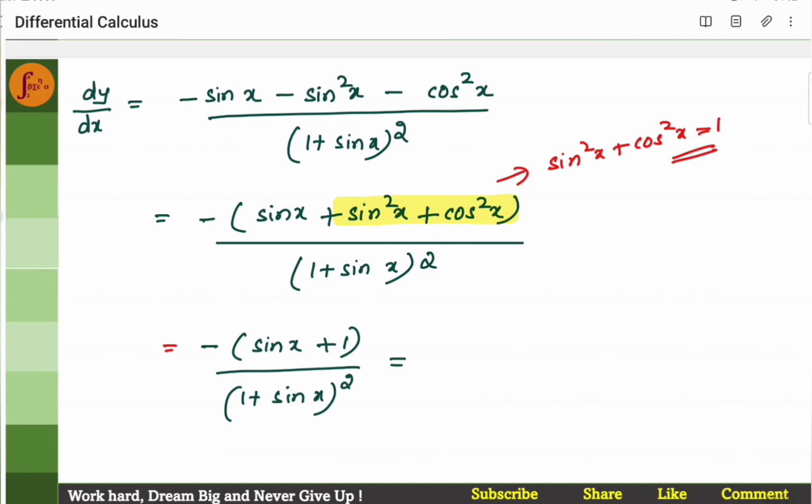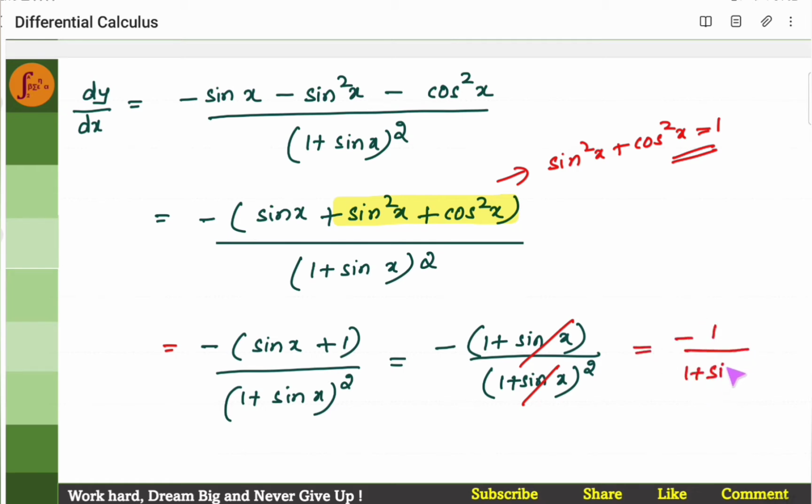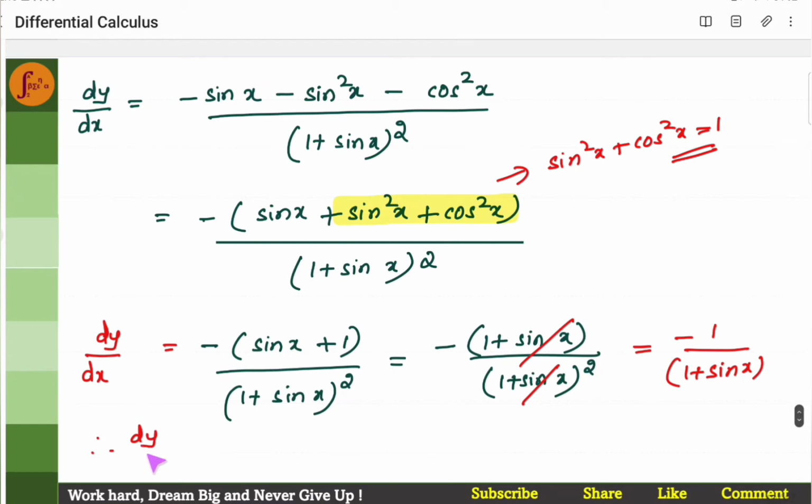So this is nothing but 1 plus sin x, right? If I rearrange, 1 plus sin x by 1 plus sin x the whole square. So one of this and one of this will get cancelled. So I'll be left with minus 1 by 1 plus sin x. So this is dy by dx. Therefore, dy by dx is equal to minus 1 by 1 plus sin x.